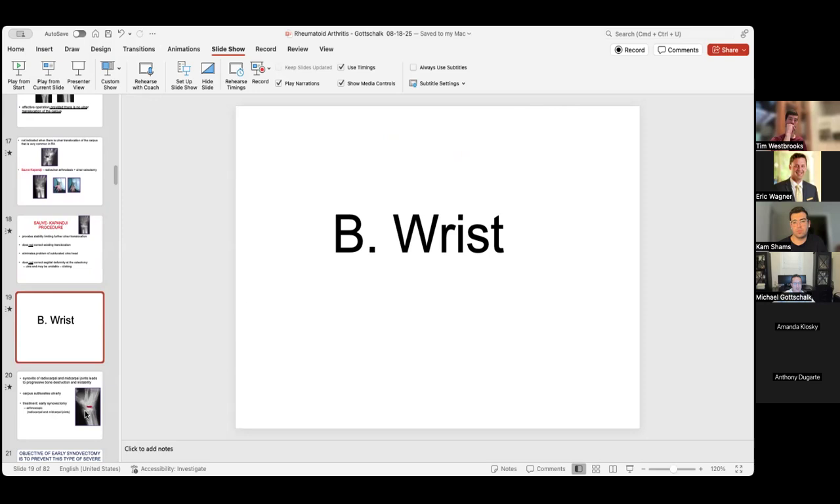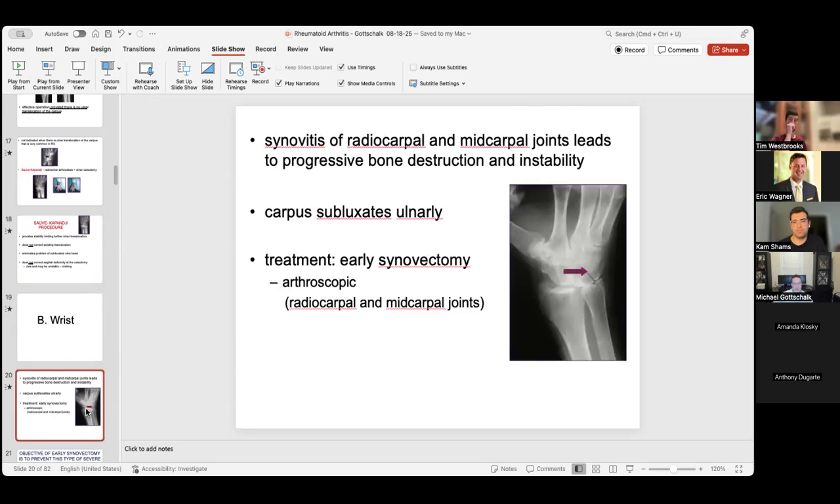Once you move from the DRUJ distally and get to the radiocarpal joint, this is often where you will see synovitis within the radiocarpal and midcarpal joints. This can lead to progressive bone destruction and instability of those locations. What we typically see is volar and ulnar subluxation of the carpus, right? And if you catch it early enough, and we did one of these last year in a very young female in her 20s, you can do a synovectomy.